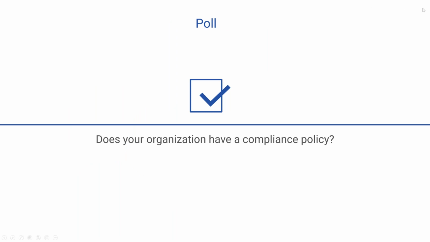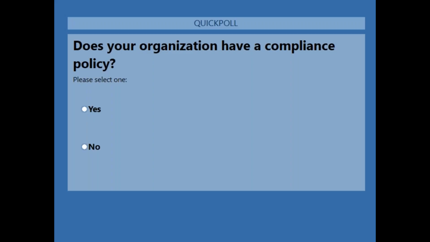So I guess a poll here is, does your organization have a compliance policy? And I would contextualize this a little bit by saying, could you maybe not say it verbatim from heart, but could you kind of give the contours of that policy without looking it up? Because I think it's one thing to know we have a policy, it's another thing to know what that policy says.